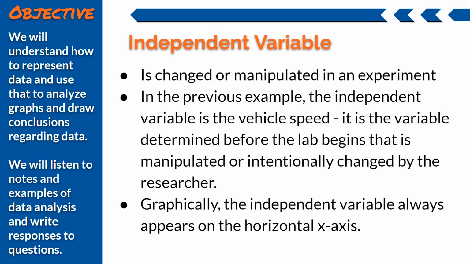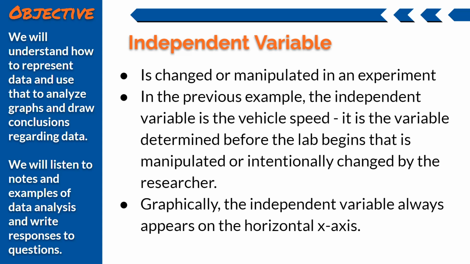Independent variables, this should not be the first time you were hearing that term, but again, you might want to jot it down. An independent variable is the one that is changed or manipulated in an experiment. In the previous example that we just looked at, the independent variable would be the vehicle's speed. It's the variable we determined before the lab even started and what we changed intentionally in order to figure out its effect on the other variable.